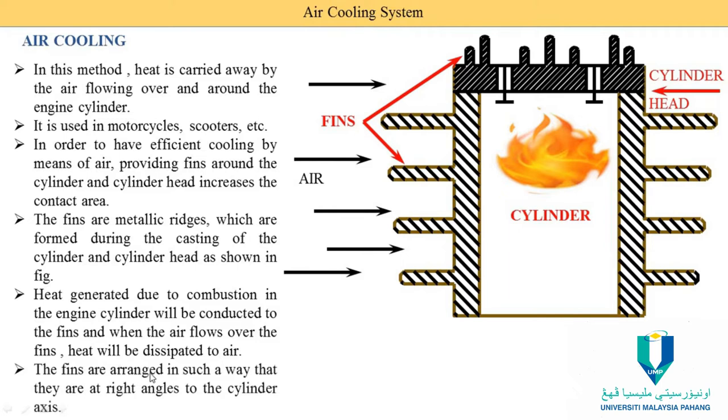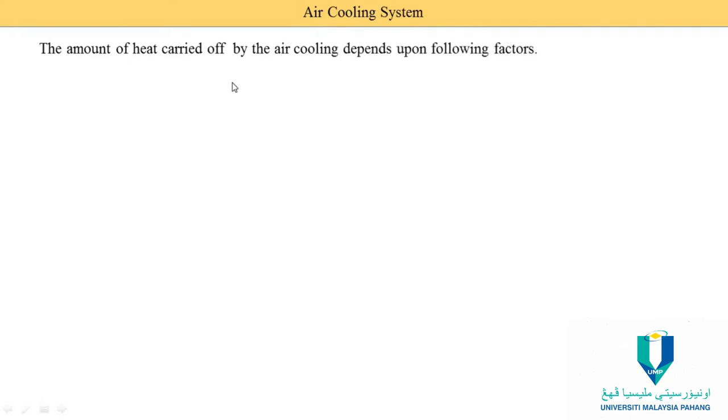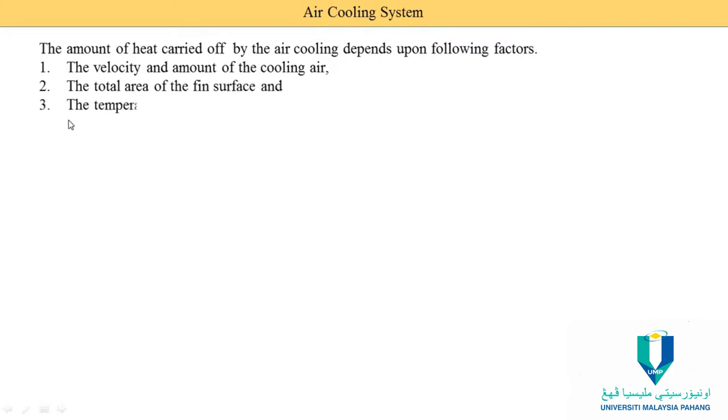So the fins are arranged in such a way that they are at a right angle to the cylinder axis, located at 90 degrees to the cylinder axis. Next, the amount of heat carried off by air cooling depends upon the following factors. The first one is the velocity and amount of the cooling air. The next is the total area of the fin surface, and the last one is the temperature of the fins and cooling air.